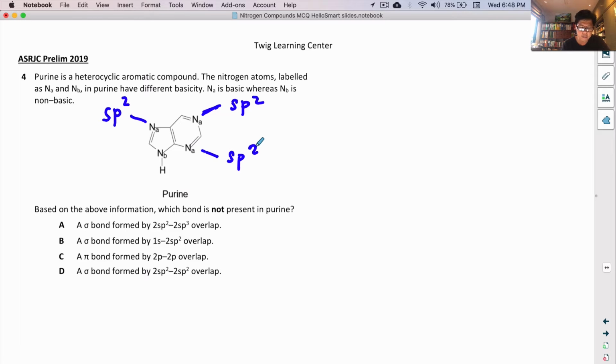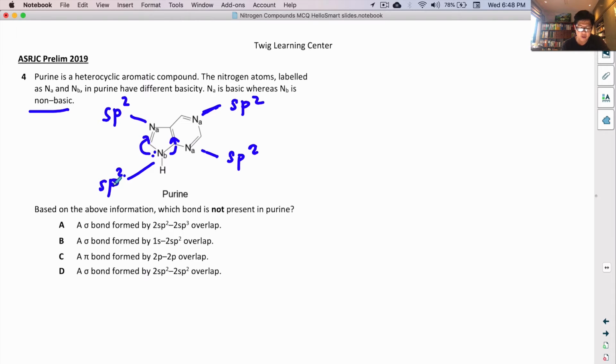This Nb is non-basic. Why? Because the lone pair would delocalize into the pi electron cloud of the C=N and C=C double bond, so it's actually not available. Nb is also sp2 hybridized, and the electrons in the p orbital can delocalize.